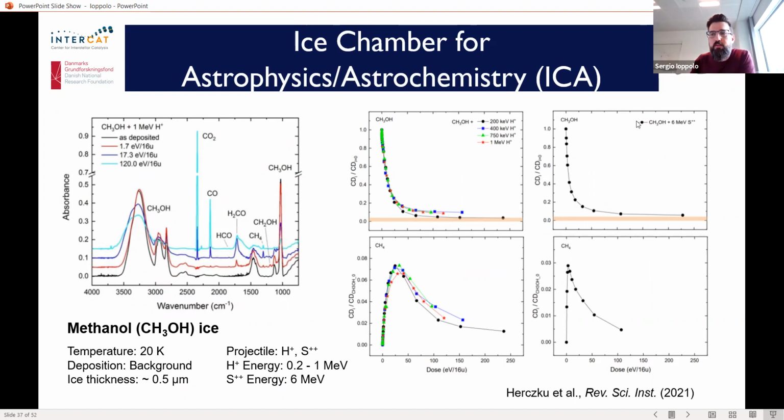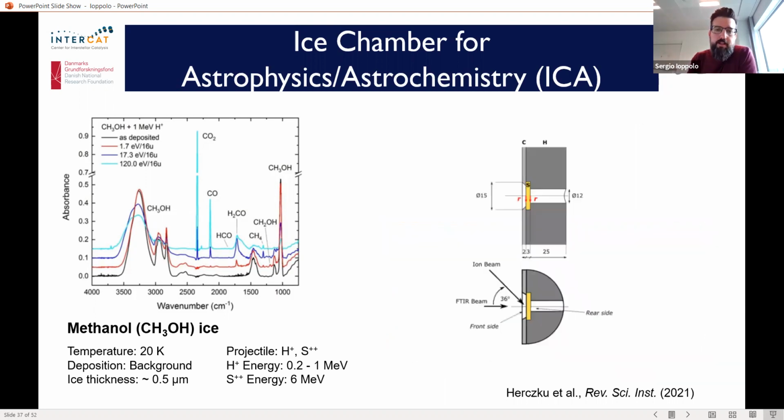And we can compare that with other projectiles, such as, for instance, sulfur, and see that the destruction is quite similar, but the formation of other species is slightly different, perhaps faster in the formation as well as the destruction. So perhaps the projectile matters. And the thing that you see here in orange is basically the 5% left over that is not methanol that survived the irradiation, but is actually methanol that was deposited on the back.